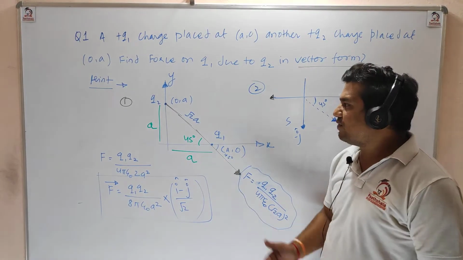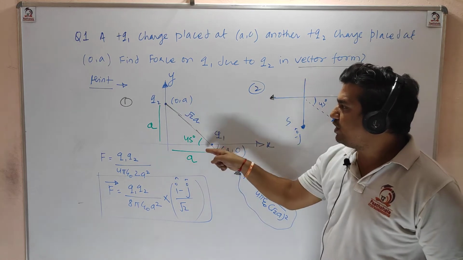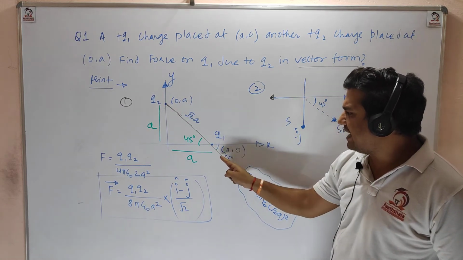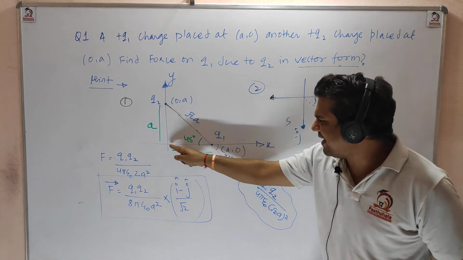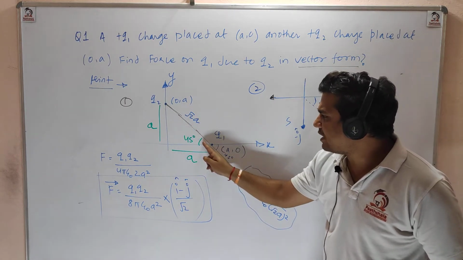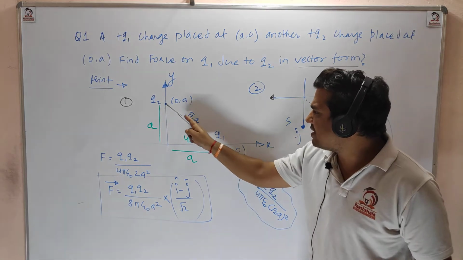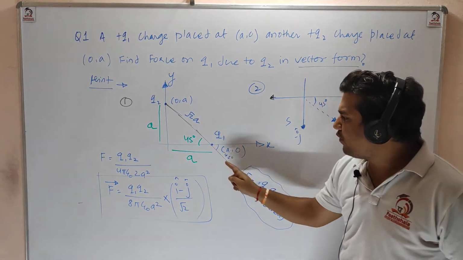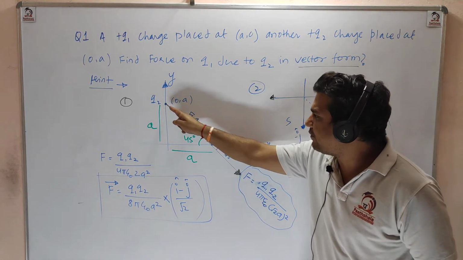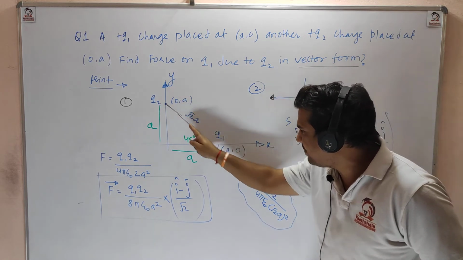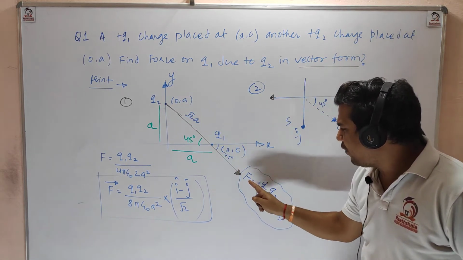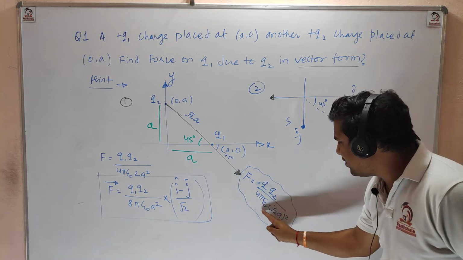Try to understand this question once again. We have two charges q1 and q2. q2 is at 0 comma a, q1 is at a comma 0. This distance is a, this is also a, that's why this angle must be 45 degrees, because perpendicular and base are equal. By Pythagoras theorem, this distance is root 2a. We want the force on q2, that's why we are applying the force on q2 due to q1. The force must be along the line of joining. So the formula of force is q1 q2 by 4 pi epsilon naught square of distance.